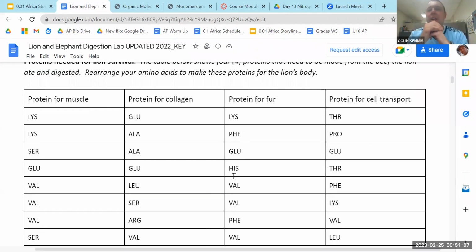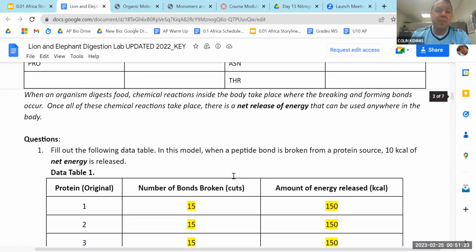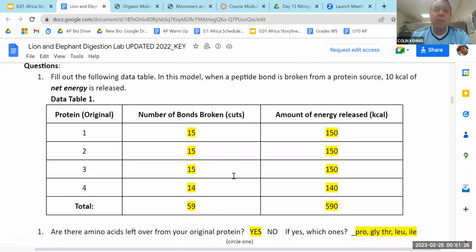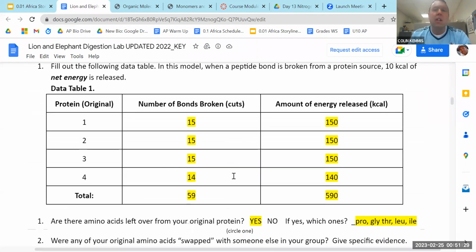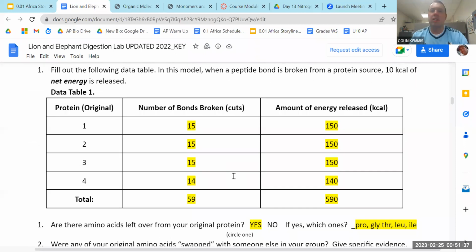And then you had to follow this recipe to make the lion's muscle collagen for itself. When you do this, you are going to create new chemical bonds, and that requires energy. On page 2, here's data table 1. Here's how much energy you used first. You're using the scissors, physically cutting the different chemical bonds. And here are our numbers: 15, 15, 15, 14. So it's 59 total bonds.